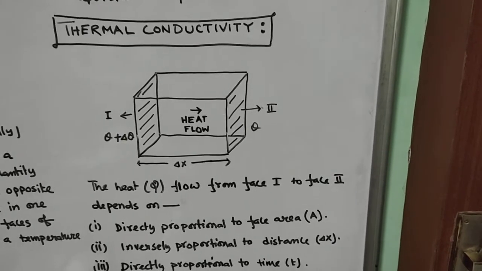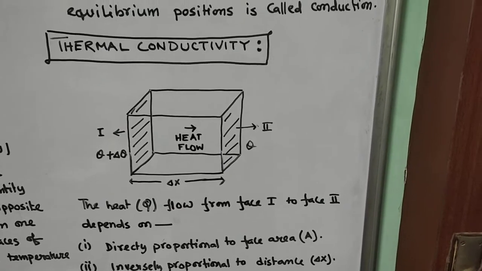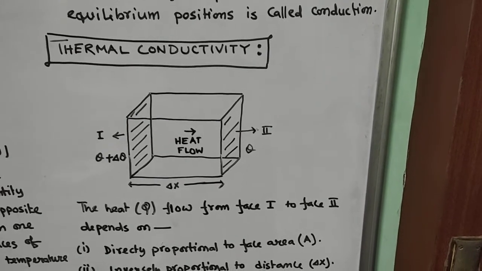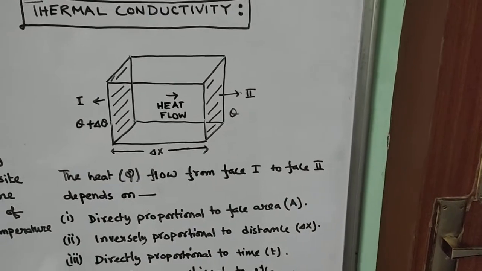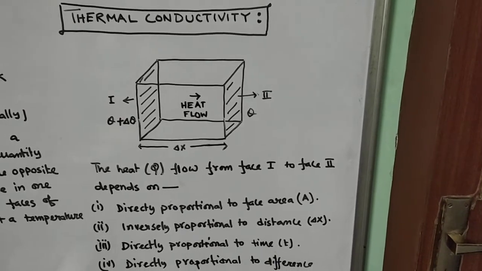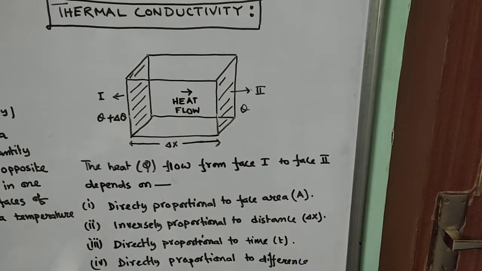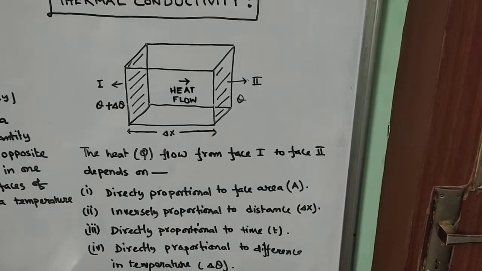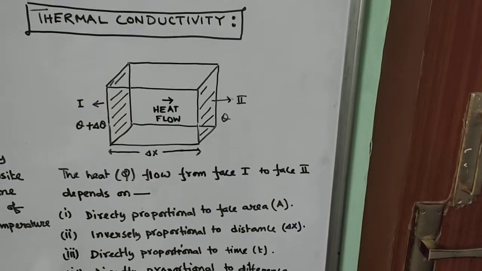Now we are going to define the parameters on which the flow of heat depends. The symbol for heat is Q. So the heat Q flowing from face 1 to face 2 depends on, number 1, it is directly proportional to the face area. If the area is more, more heat will transfer, because a high area means the number of particles available on that specific area is also high. So the more the particles, the more heat will transfer. So it is directly proportional to the area, capital A. Face 1 and face 2 have area capital A.